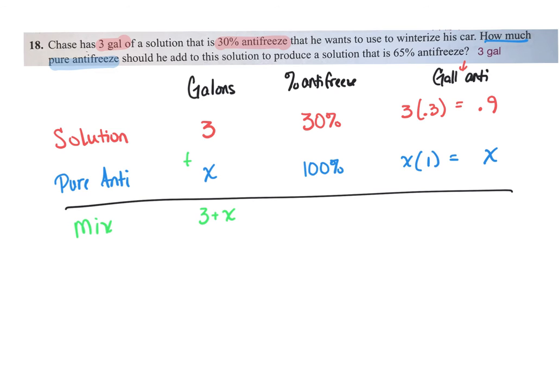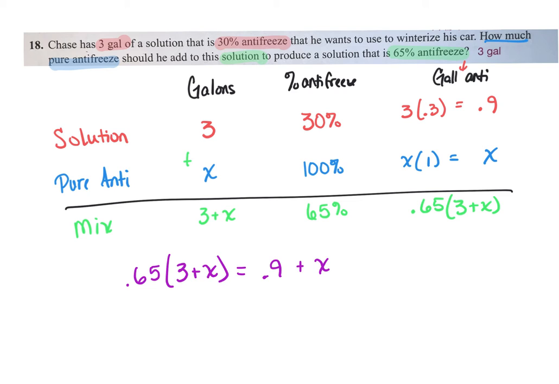For the mix, they actually tell us what they want as far as the final solution. They want it to be 65% antifreeze. So that's actually going to go on my percentage, 65%. And so over here, I'm going to have my 0.65 times my 3 plus x. And those are going to equal. So I will have 0.65 times (3 plus x) equals 0.9 plus x. And then we're just going to solve this. Distribute here, right? What's 0.65 times 3?